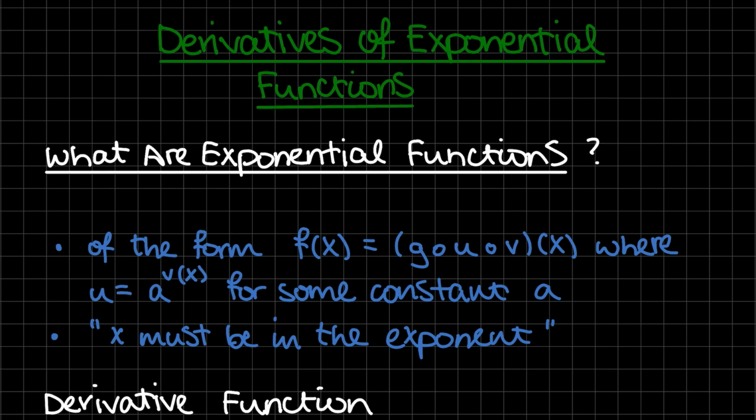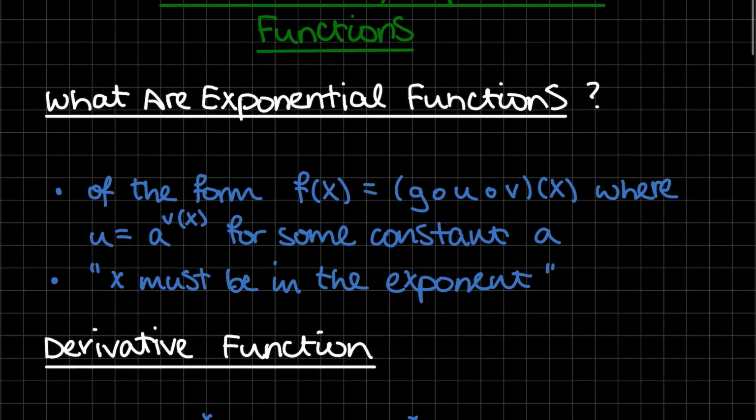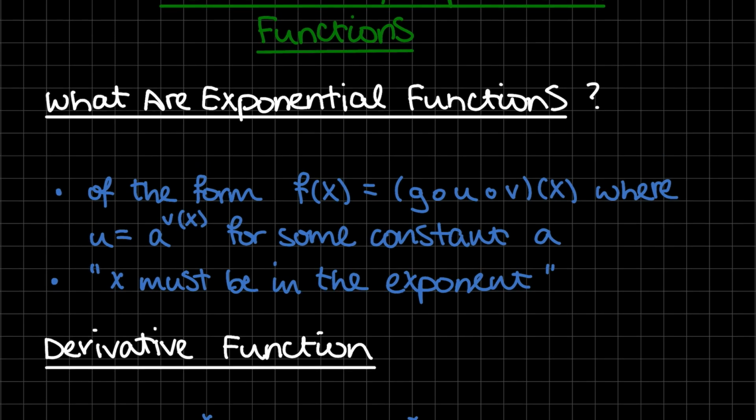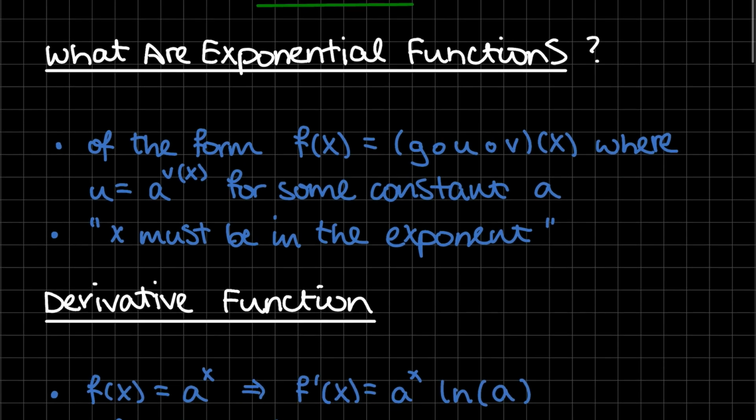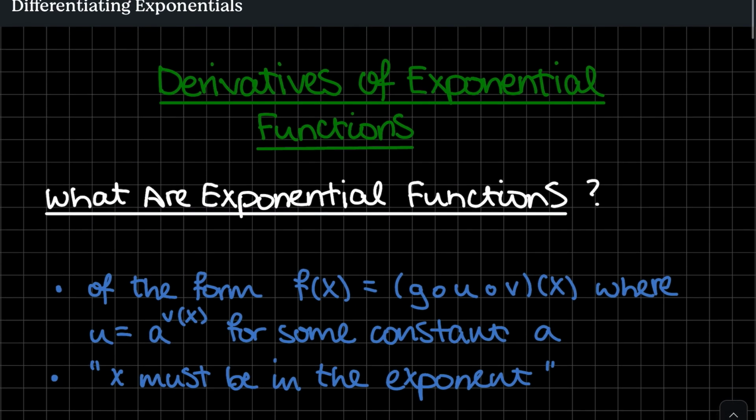To start off, let us first remind ourselves of what exponential functions are. Exponential functions are just functions which have the independent variable in the exponent. Sometimes people say x must be in the exponent for it to be an exponential function, and this is generally true, given that it's a function of x. So x is the independent variable. More generally, it's just that the independent variable has to be in the exponent.